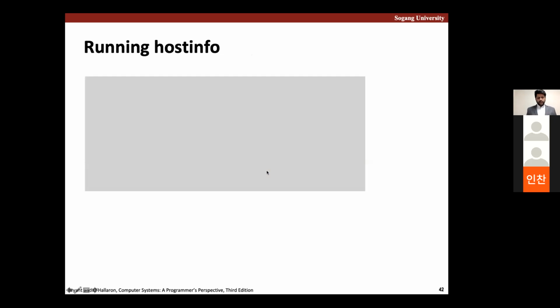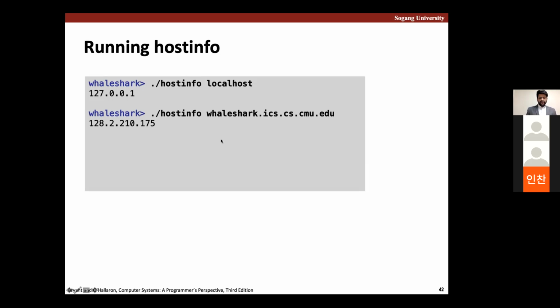Next, we are going to run hostinfo so we can see the IP address running behind. If we type hostinfo, the program, the snippet of code that we have recently seen, and run it with localhost, we will get the loopback address, the local IP. Similarly, if we type some domain name, it will bring back its IP, and the IP is converted to decimal representation for easy readability.